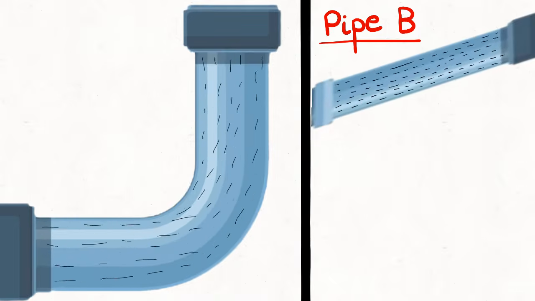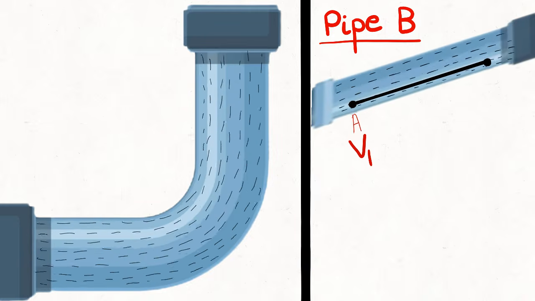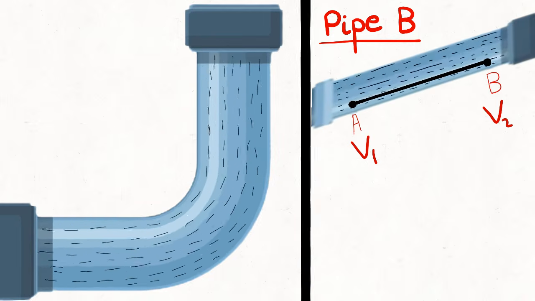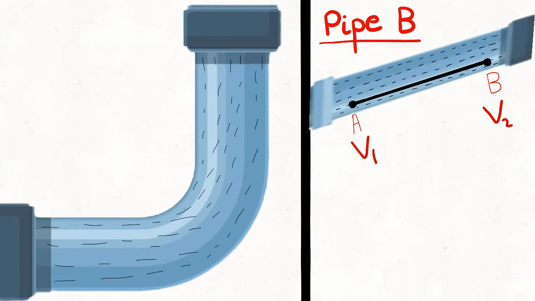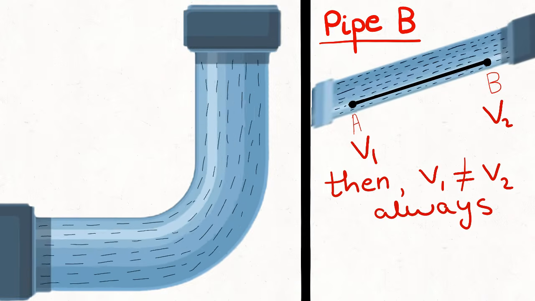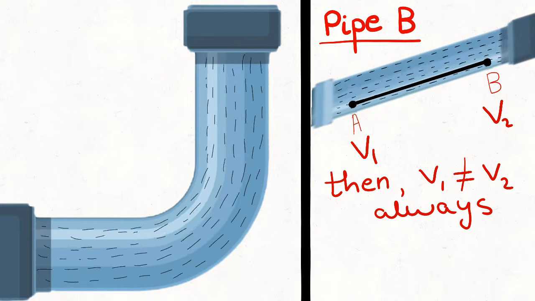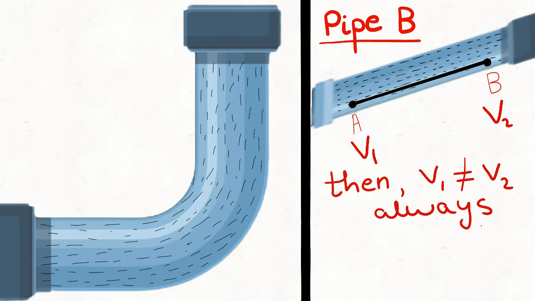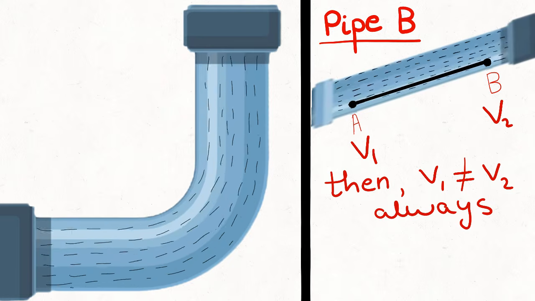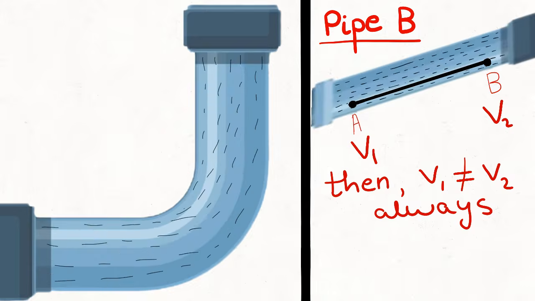For better understanding, let's consider pipe B. Now consider a point A where the velocity of a fluid particle is v1. Consider another point B where the velocity of a fluid particle is v2, and v1 is not equal to v2. But in a streamlined flow, when the particle at B arrives at A, its velocity must change to v1, and every particle that arrives at point A must have the same velocity v1. But velocity at two different points like A and B may not necessarily be the same. Such type of fluid flow is called streamlined or steady flow.